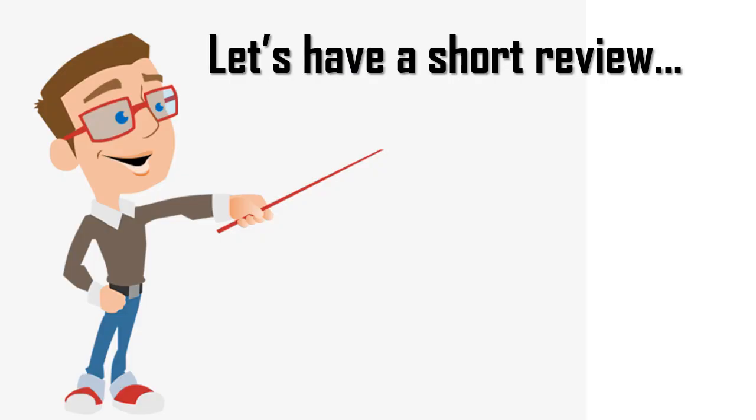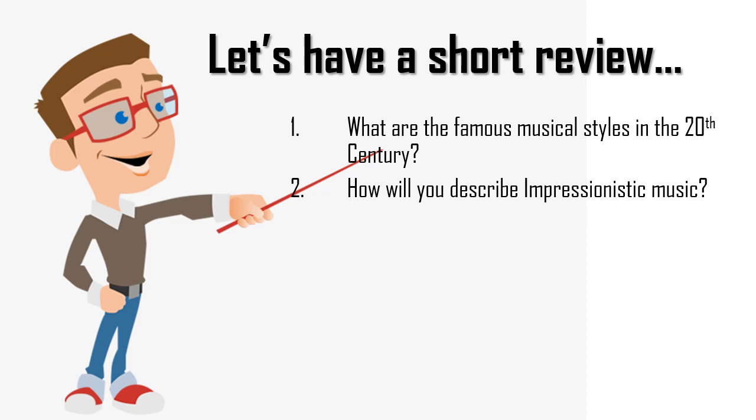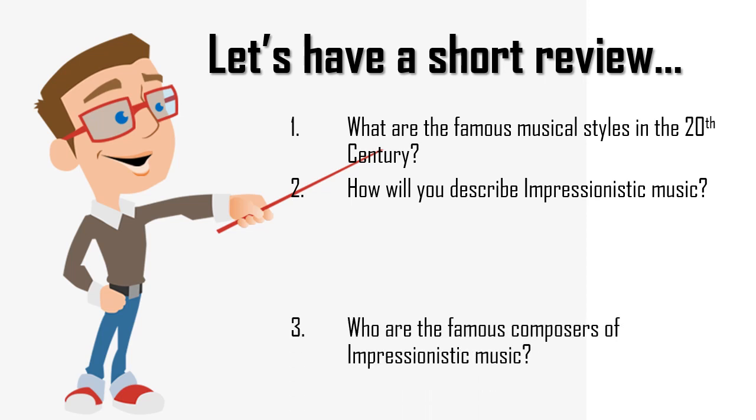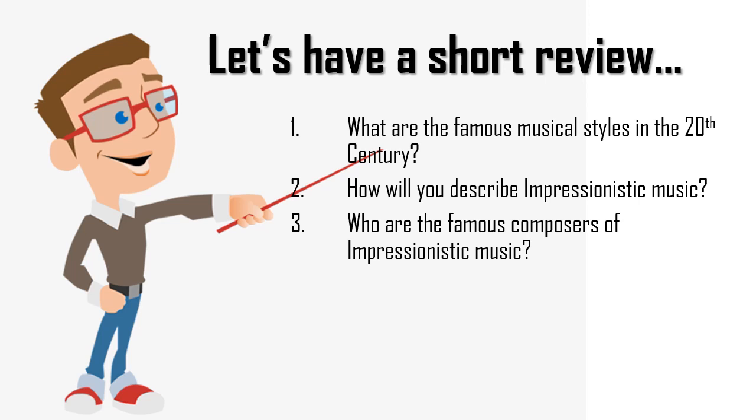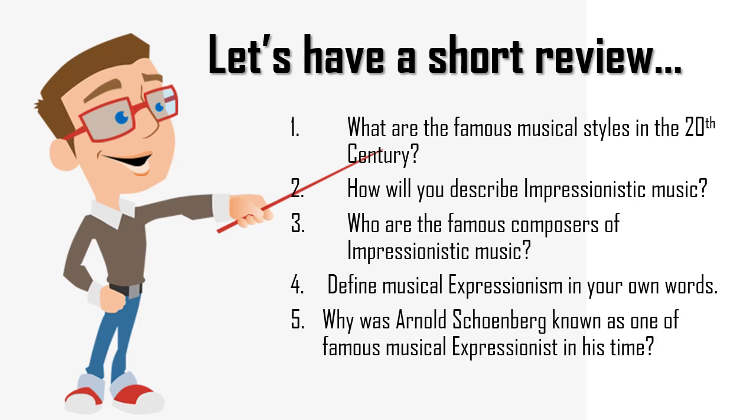So now we're done with our discussion. So before we end, I want you to answer the following questions to see if you really understood our lesson. Number one, what are the famous musical styles in the 20th century? Number two, how will you describe impressionistic music? Number three, who are the famous composers of impressionistic music? Number four, define musical expressionism in your own words. And number five, why was Arnold Schoenberg known as one of the famous musical expressionists in his time?